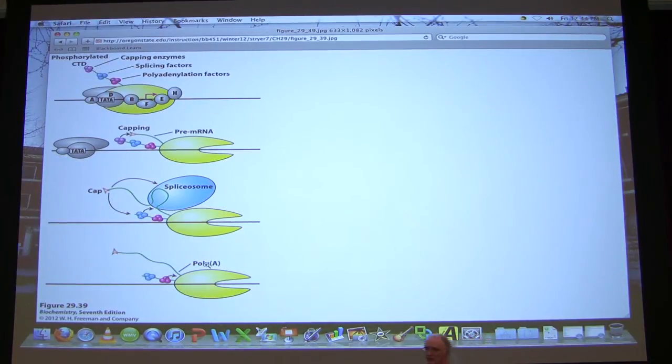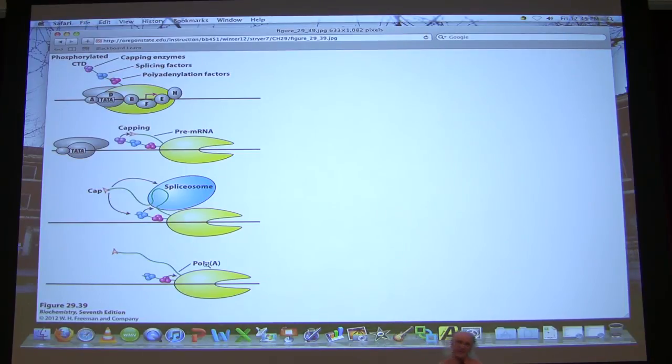That carboxy terminal domain that got phosphorylated provides attachment points for capping enzymes, for splicing enzymes, and for polyadenylation. So we can actually see capping occurring, we can see splicing occurring, and finally we can see polyadenylation occurring because of these things that are being carried on the end of the RNA polymerase. So yes.